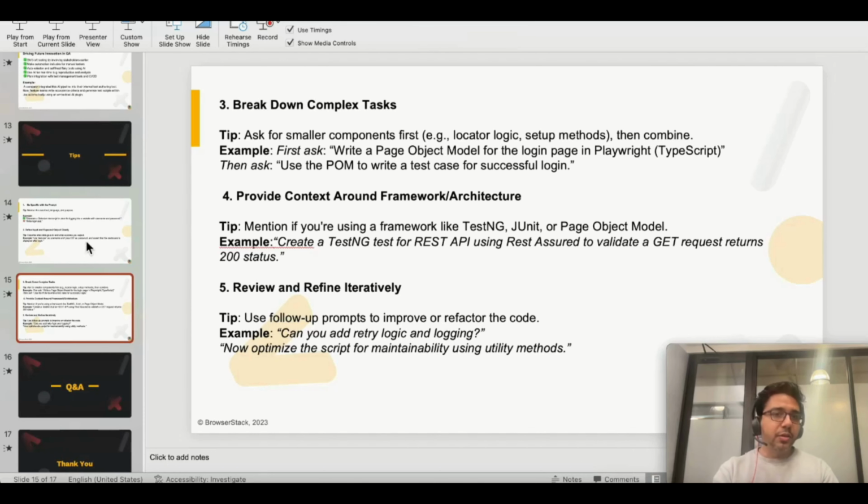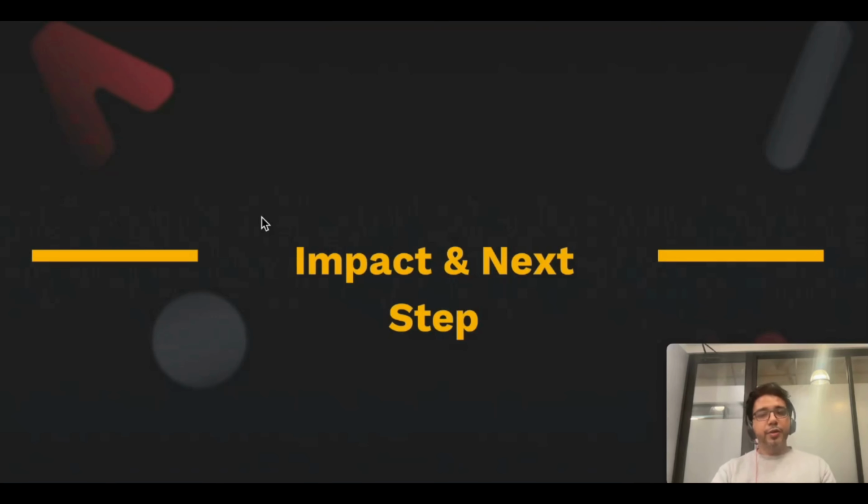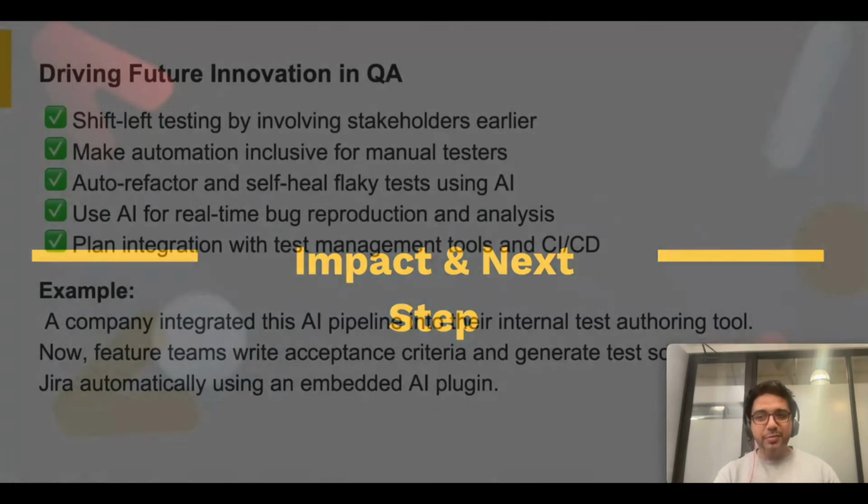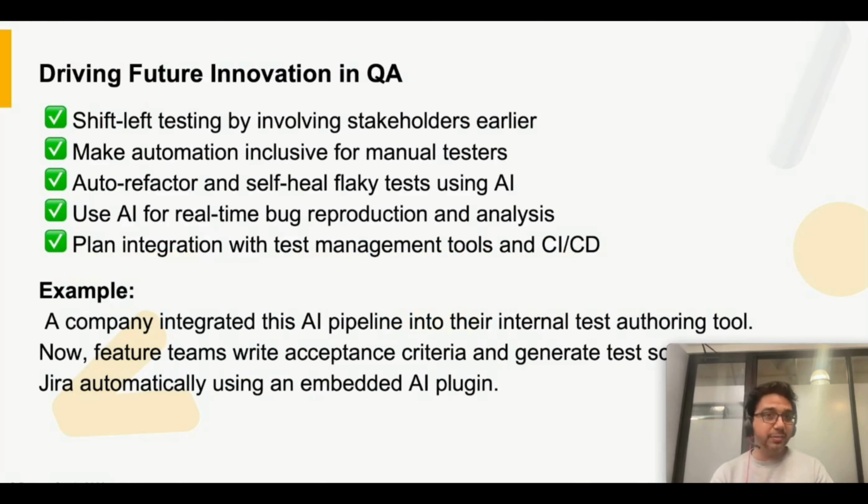So now we are back to our PPT where we will learn about the impact and next steps. What would be the impact if we start generating scripts like this? For example, shift left by involving stakeholders earlier, making automation inclusive for manual testers. And the most important part, we can be much faster in delivering the output, right?